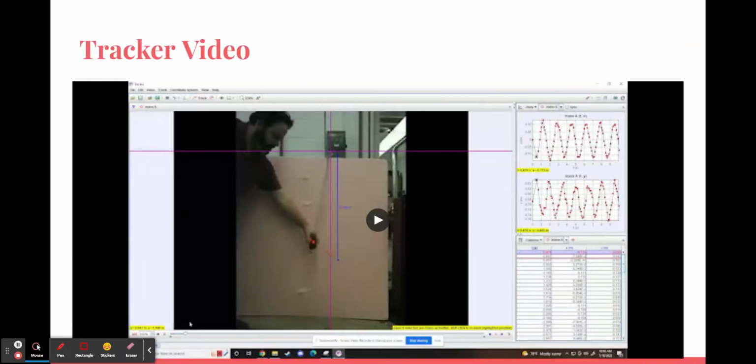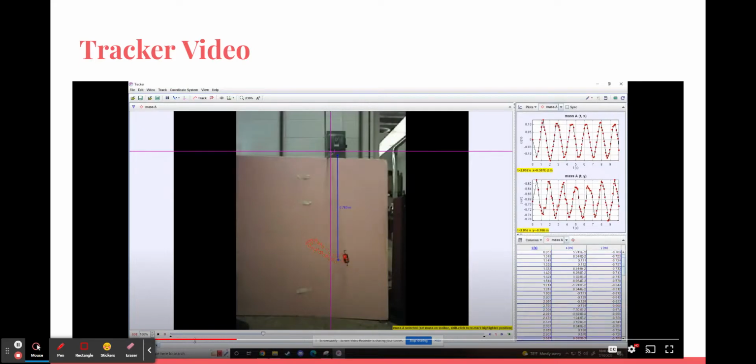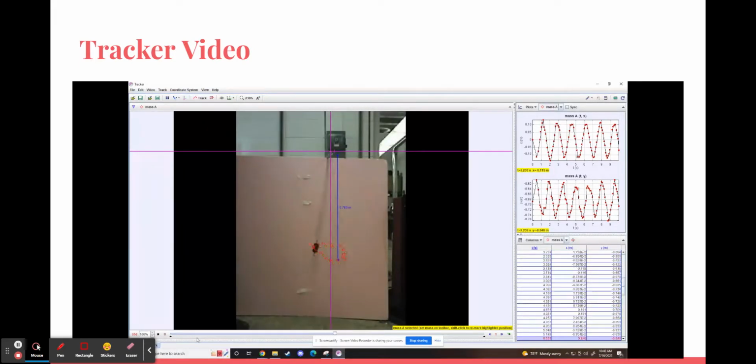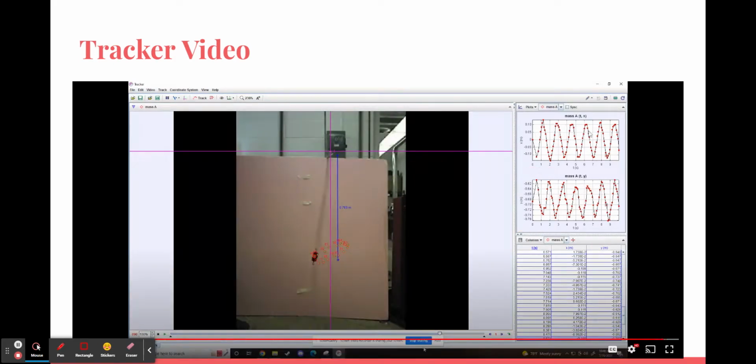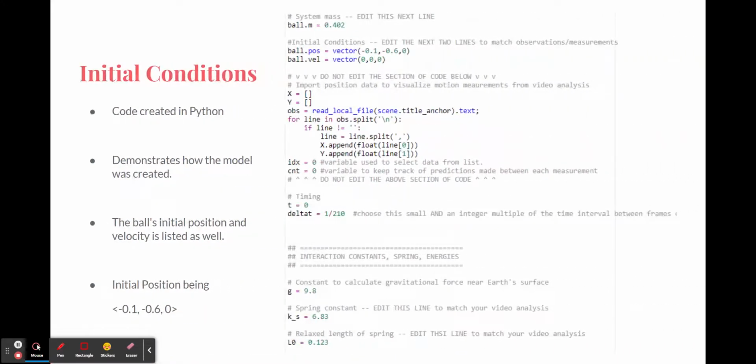Now for the experimental video itself, as recorded in Tracker. As the video shows, a man is dropping the mass itself from a spring, and it swings back and forth. This motion was tracked on the right with the position graphs in the x and y direction shown. This experimental data was collected.